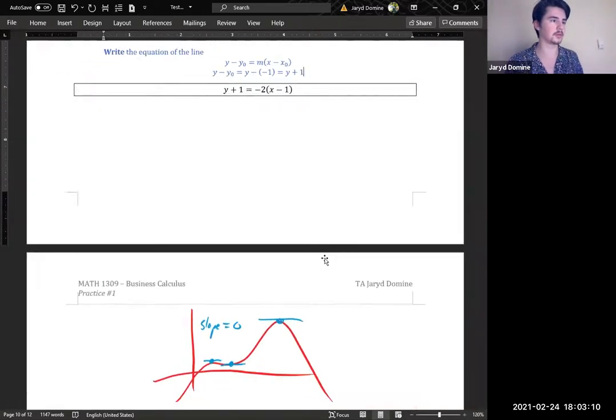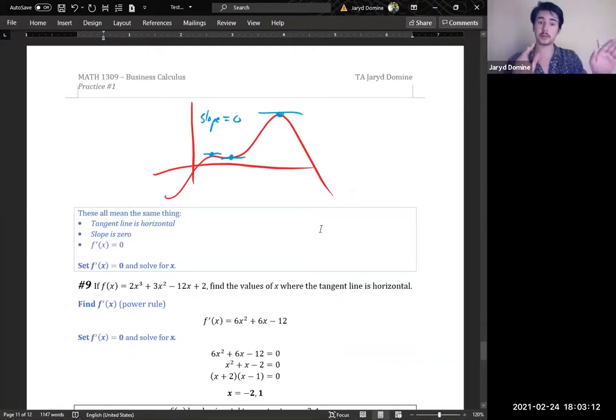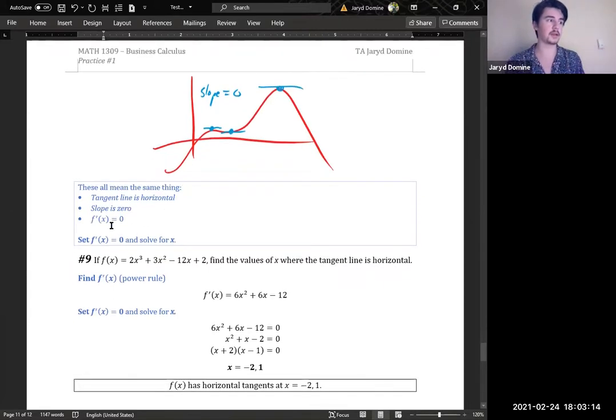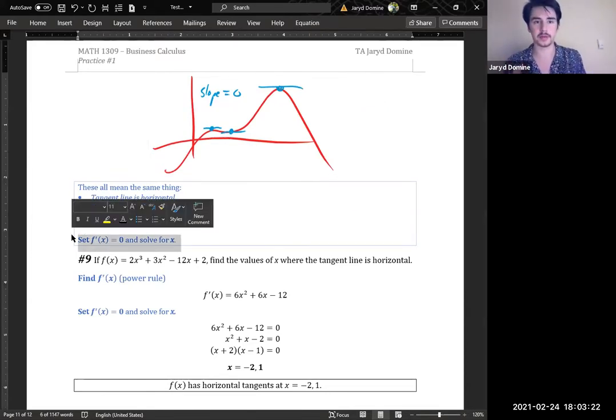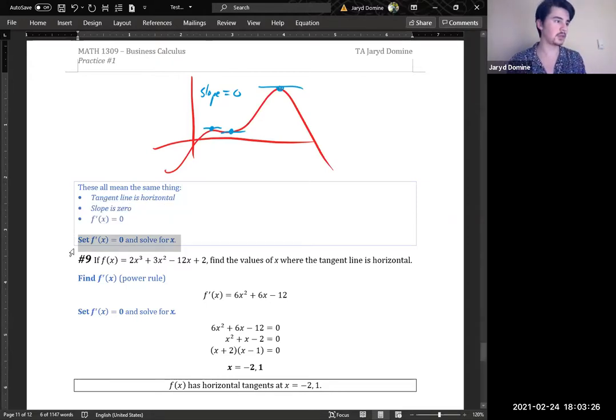All right, cool. So anyway, number 9, very simple idea. Tangent line is horizontal. That just means the derivative is 0. So all you have to do is set the derivative equal to 0 and solve for x. Just that. Okay, so they give us 2x cubed plus 3x squared minus 12x plus 2. They want to know where the tangent line is horizontal. So first step is to take the derivative.